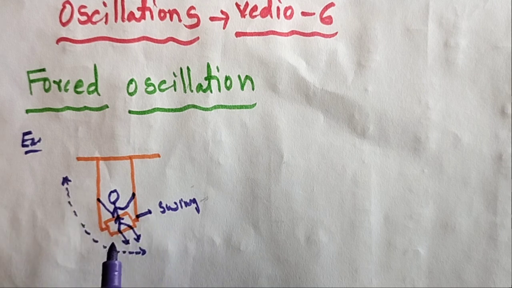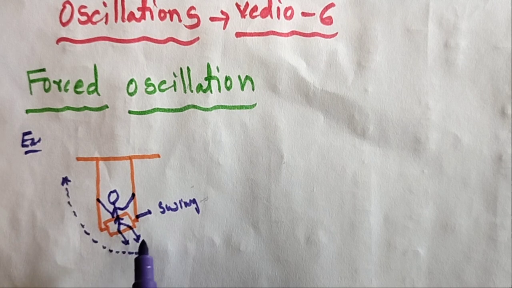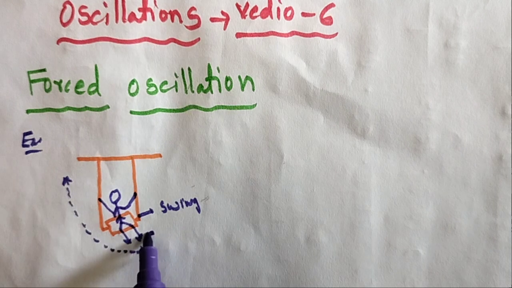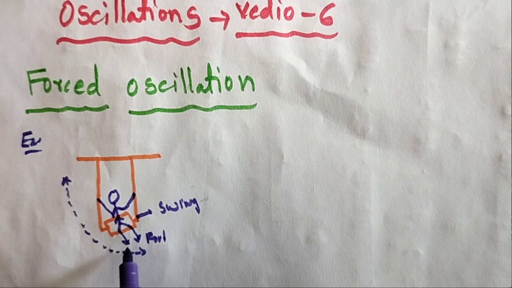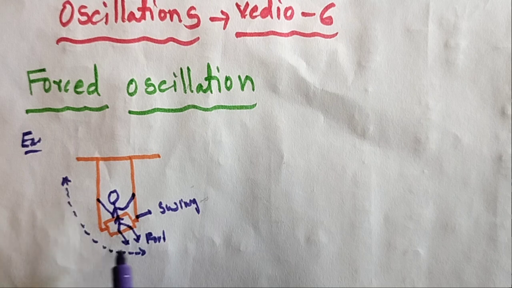Here what is my question? The person's oscillations become very fast. How can he do that? While the person is oscillating, his foot is pressed on the ground. When the foot is pressed on the ground, what happens? The oscillations will increase.